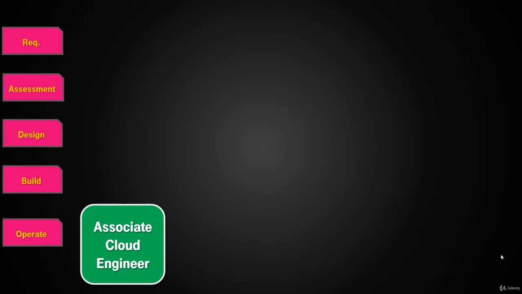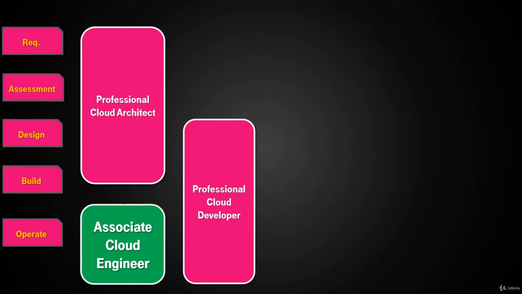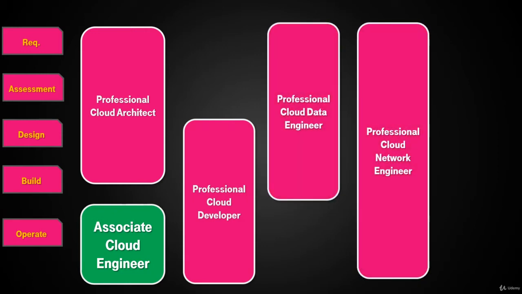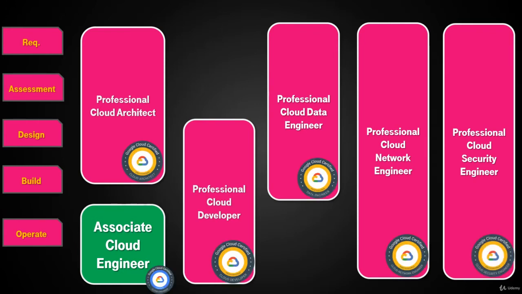phase of your SDLC. The second certification that you have is the Cloud Architect. It's a professional level certification. Then you have Cloud Developer, Cloud Data Engineer, Cloud Network Engineer, and Cloud Security Engineer. Besides Cloud Engineer, which is an associate level certification, all other certifications are at professional level, and you get the actual certificate according to it. Let's go ahead and understand some of the roles and responsibilities for individual certifications.